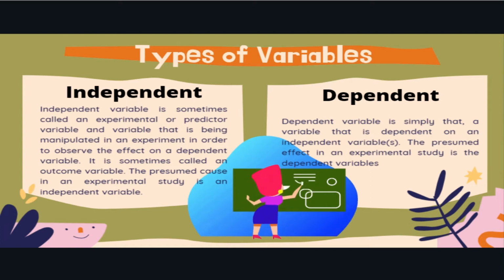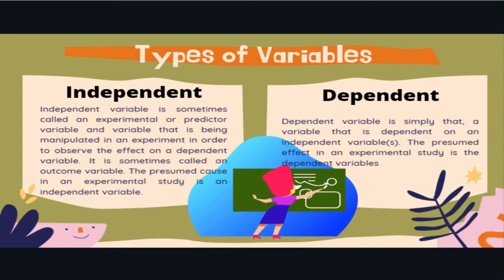The dependent variable is simply a variable that is dependent on an independent variable or variables. The presumed effect in an experimental study is the dependent variable. The values of the dependent variable depend upon another variable, which is the independent variable. Strictly speaking, the dependent variable should not be used when writing about non-experimental designs.